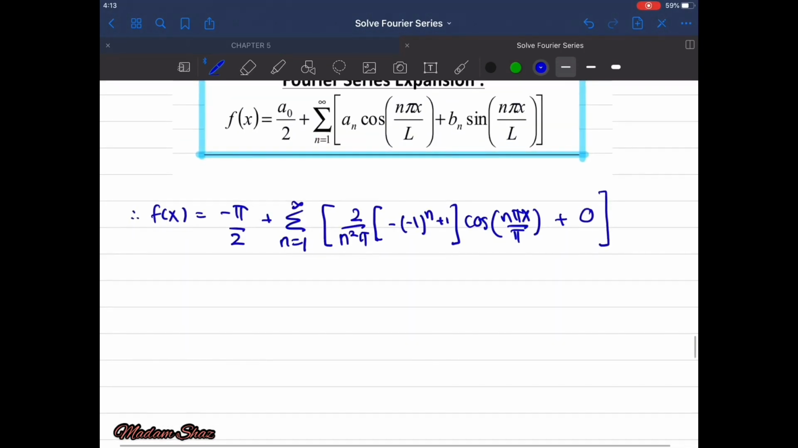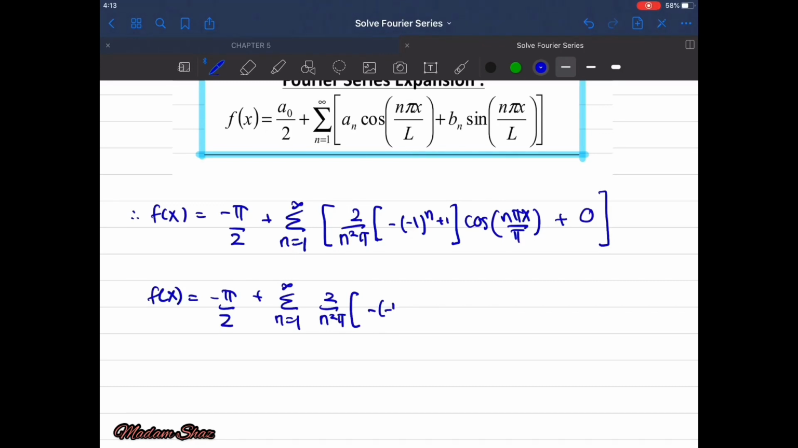So now we just rewrite back. f(x) is equal to negative pi over 2 plus summation n equal to 1 until infinity, 2 over n square pi, negative 1 the power of n plus 1, multiply with the cos n pi x over pi. We can cancel out the pi here, so this one will become nx. So this is the answer for the Fourier series expansion for this example.